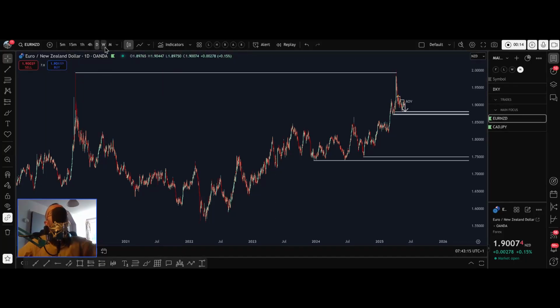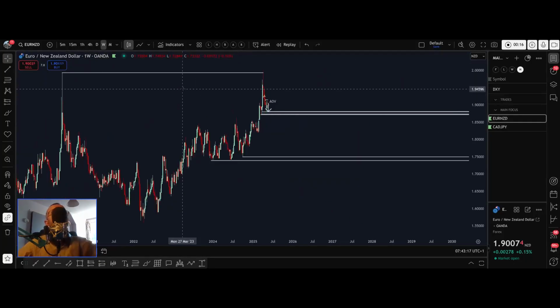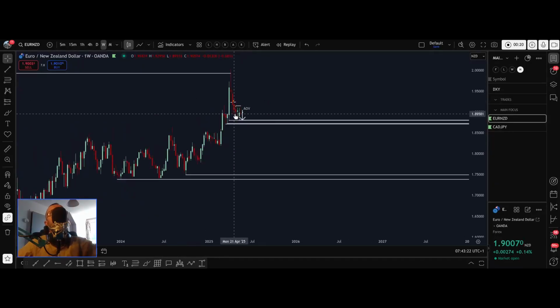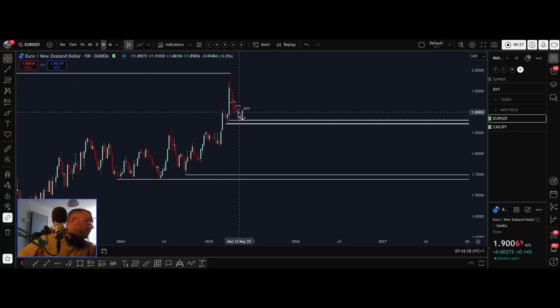On the higher time frames, you can see that we have tapped into this high here, and we've moved to the downside by way of this kind of evening star formation there. Okay, and we're getting the impulse, the correction afterwards.